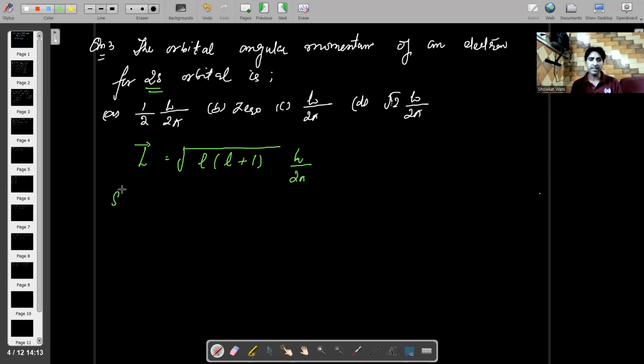Now we know that for the s subshell, the value of l is equal to 0. Therefore, the orbital angular momentum will come out to be root of 0 into 0 plus 1, h over 2 pi. This is in multiplication.